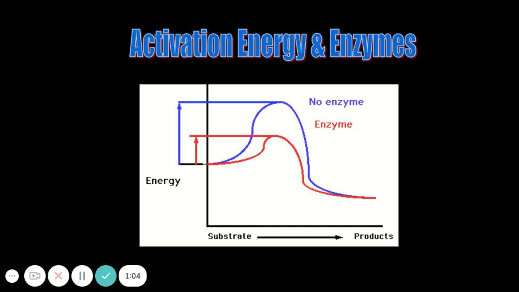Enzymes reduce the energy needed to get a chemical reaction started, which also makes those reactions happen at a faster rate. Without enzymes, all of the chemical reactions that take place in your body would happen too slowly, and you would not be able to function.